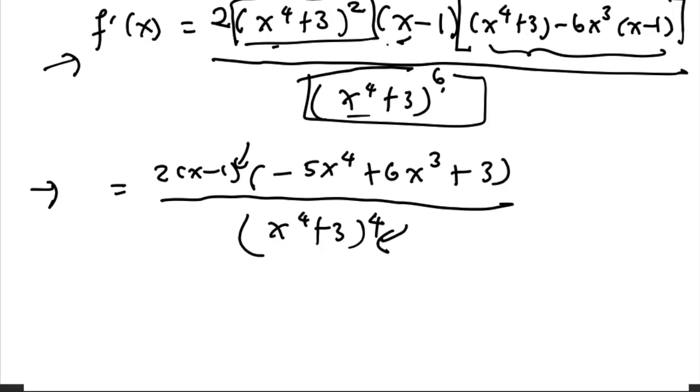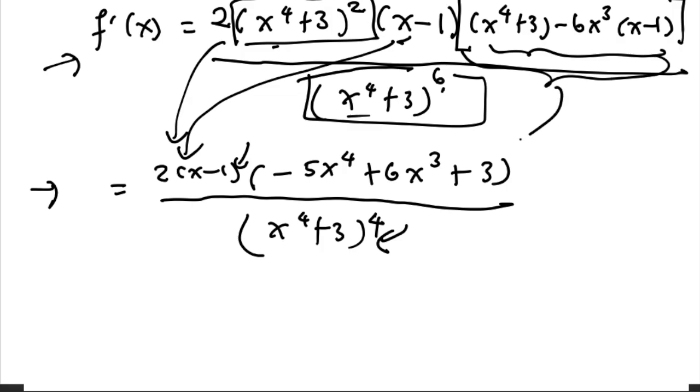And x minus 1 is this, 2 will stay the same, but what happens to the 1 in the square bracket here? After simplification, we get minus 5x to the power of 4 plus 6x cubed plus 3. Figure out how to get this one. Yeah, this is very simple already. Okay? So that's the answer for this a bit complicated exercise here.